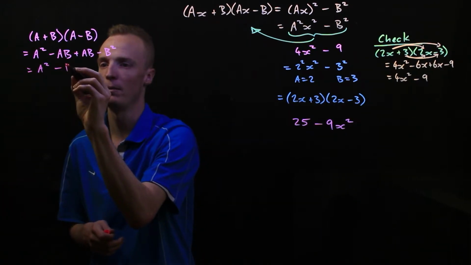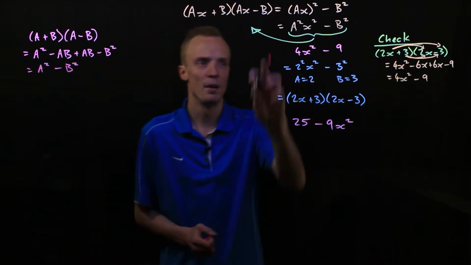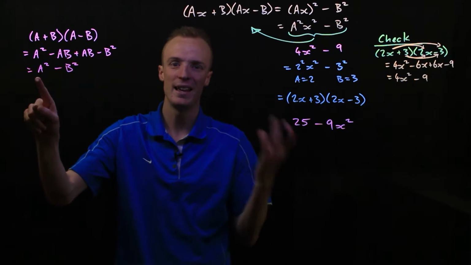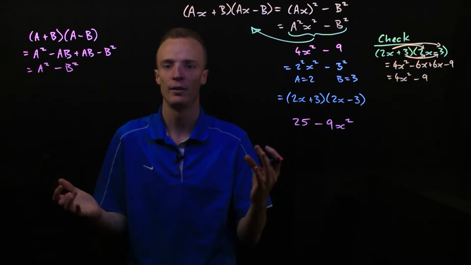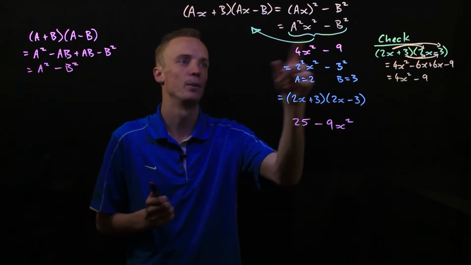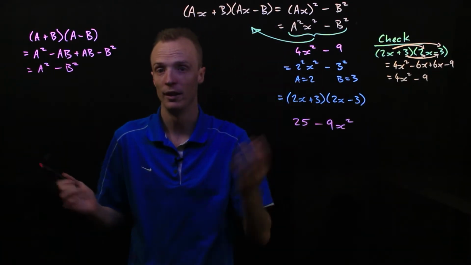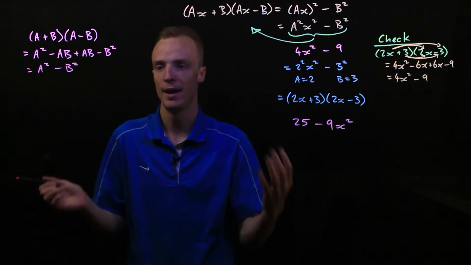leaving us with a squared subtract b squared. Now what I did over here is I essentially went, well, let's let my a value equal ax instead and see what happens when I expand that. Well, we can do the same thing with our b value. Let's just let our b value be bx instead.